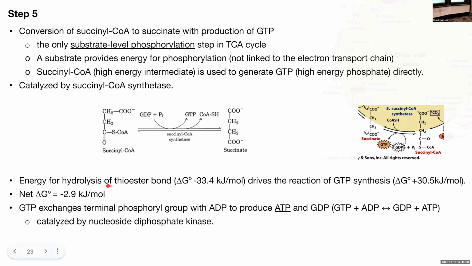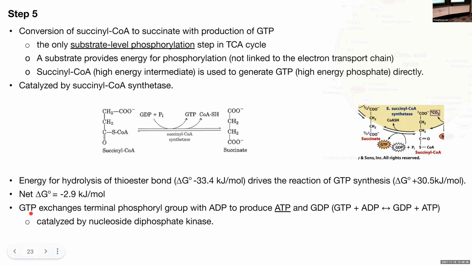We already talked about this, but the hydrolysis of the thioester bond, which happens on this breakage of the succinyl-CoA, releases 33.4 kilojoules per mole. That has enough energy for synthesizing GTP, which requires 30.5 kilojoules per mole. And the net delta G naught value would still be negative, so it's going to be a spontaneous, energetically favorable reaction.